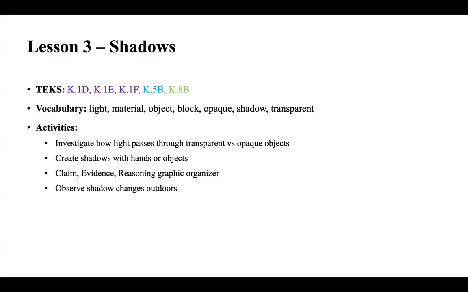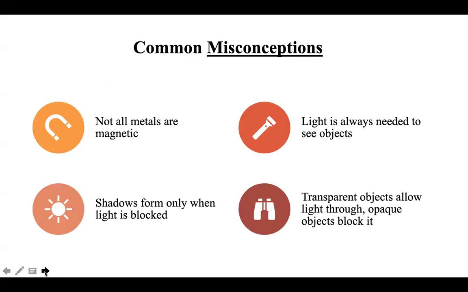Of course, the discussion prompt for this lesson, how do objects change how light travels? And an extension option that is included in your chapter guide is to create a shadow puppet for shadow play. Alrighty, this is pretty much it.